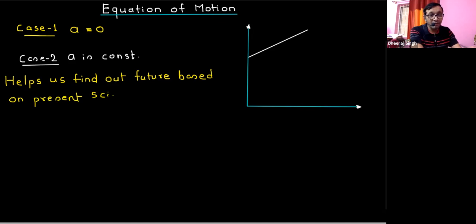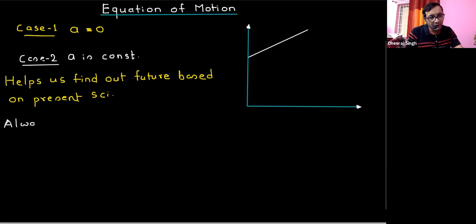That is a very powerful tool, right? Because future you haven't seen. So you can just modify the present variable. You'll know how much it will impact in future. What is the impact of it later on? So if you change the acceleration, you'll know what will be the final velocity. If you change the initial velocity, you'll know after 5 seconds, what will be the effect in the displacement. So things like that.